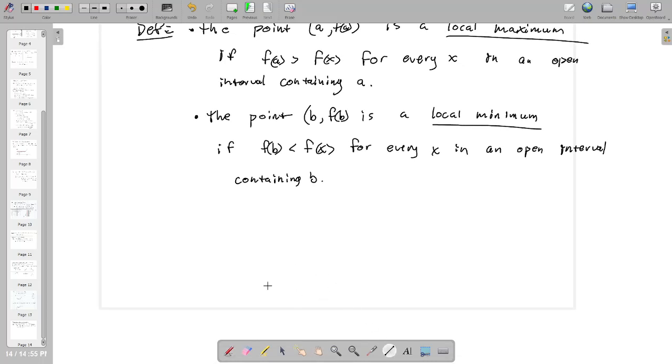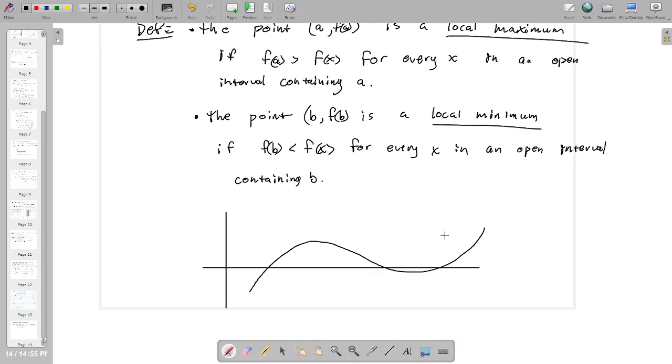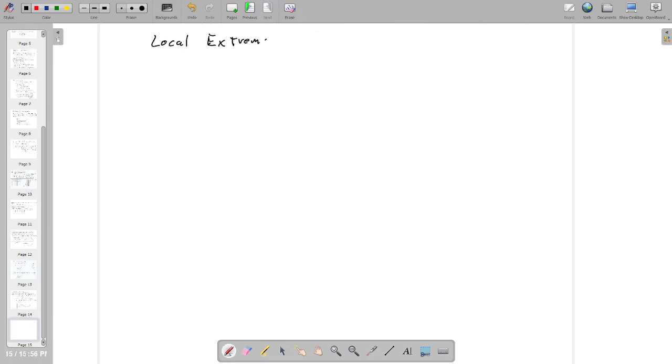Now we've already discussed what these are, local max and mins, at least what they look like on graphs. So if you have a function that looks like this, we would have a local maximum here and a local minimum here. The y value of this point is lower than any y value corresponding to x values surrounding this point. And the y value of this point is higher than any y value corresponding to x values around this point. So what we're saying here is that we have a local min here and a local max here.